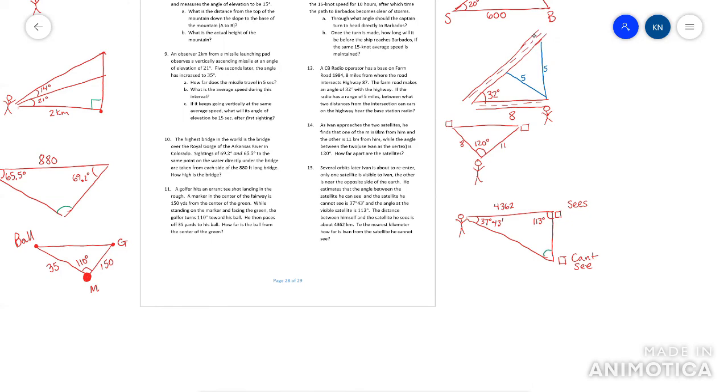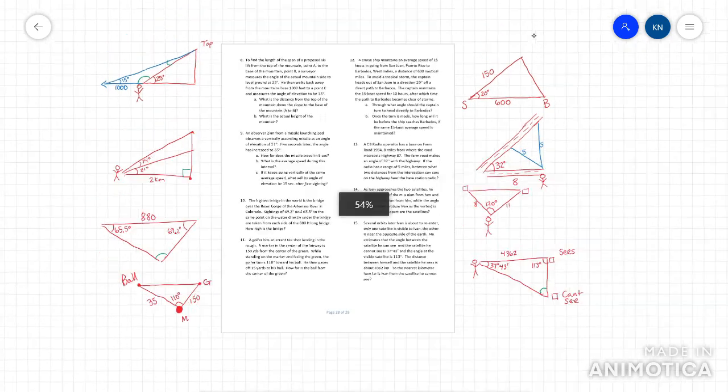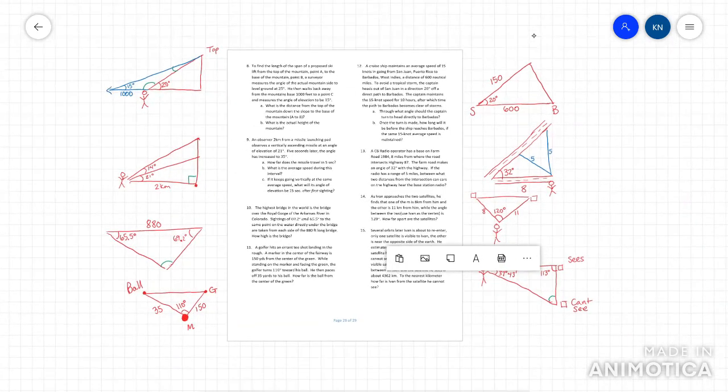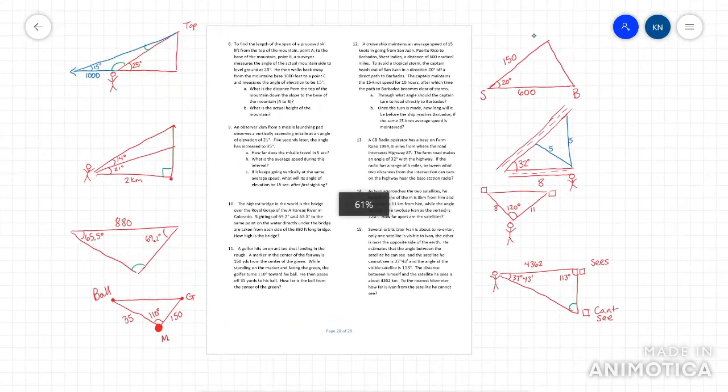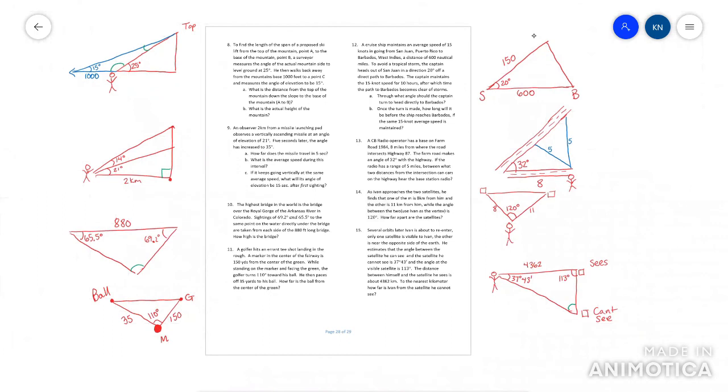So I hope that helps clarify how to draw some of these triangles. It can get really tricky. Draw a nice picture. Be careful with it. Again, it doesn't matter the scale necessarily. What matters is that your numbers are correct.